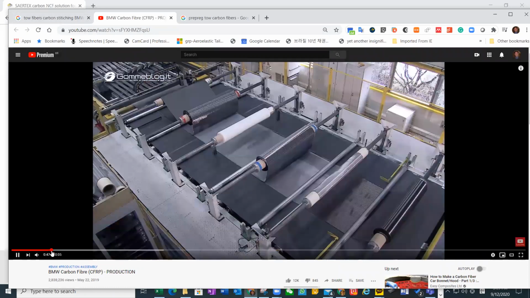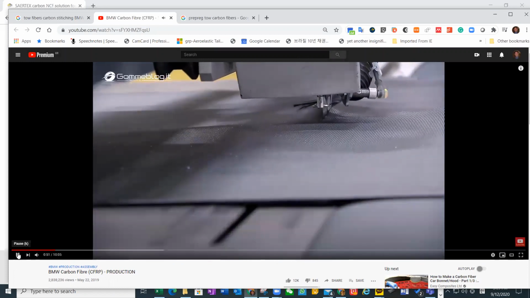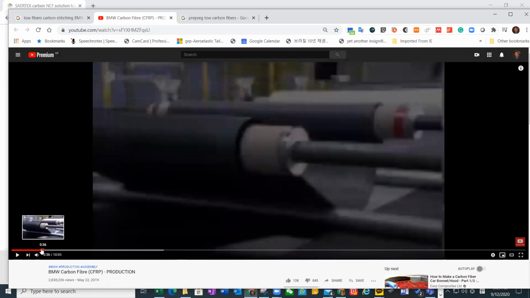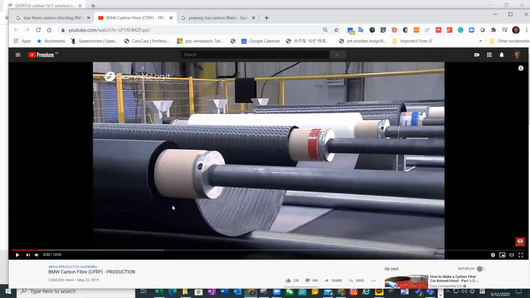But again, okay, this is how they cut. But we need to understand how they make this NCF or wovens.